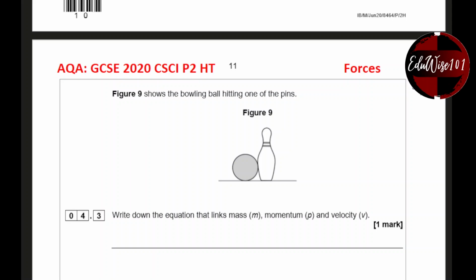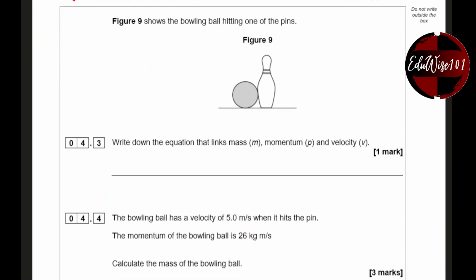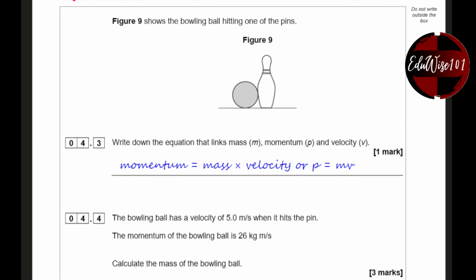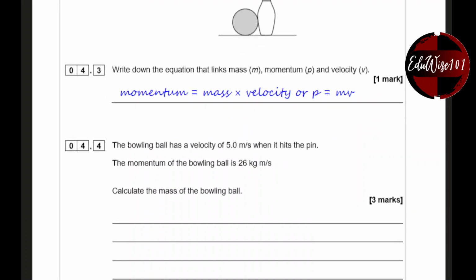Next part, figure 9 shows the bowling ball hitting one of the pins. Write down the equation that links mass, momentum, and velocity. So again, using the equation sheet, we'll find that momentum equals mass multiplied by the velocity, or rho equals mv. Again, make sure that you get the symbols correct if you're writing the symbol equation rather than the word equation.